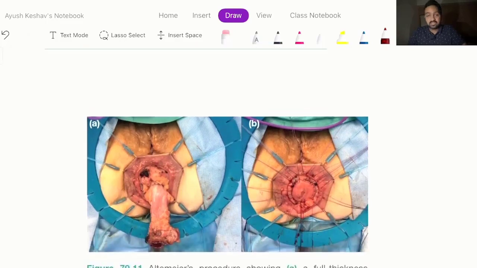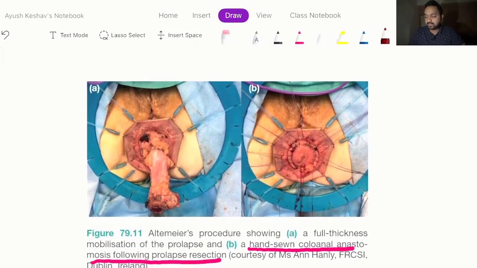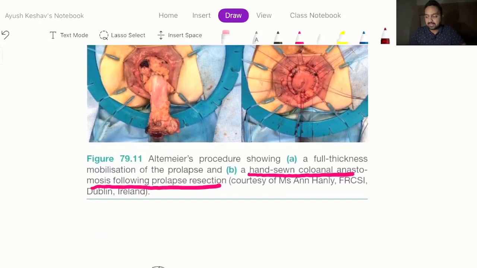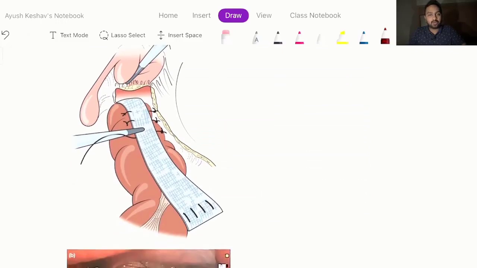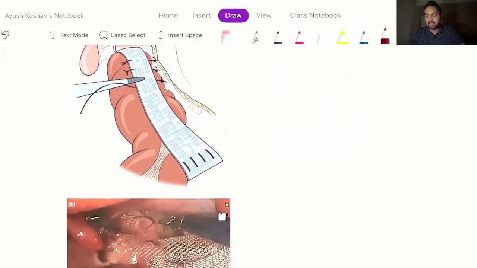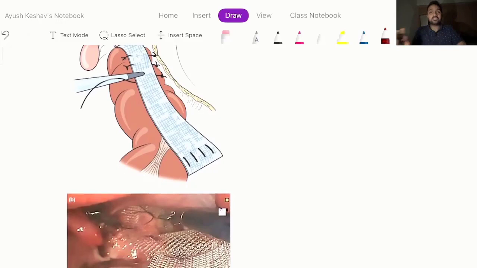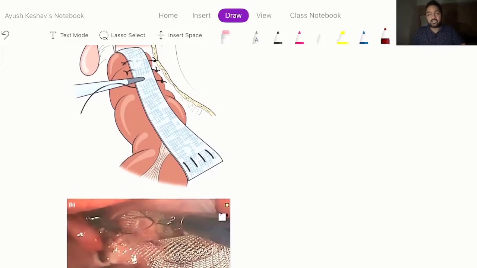And then we have this showing the Altemeier procedure, where you have a full thickness resection followed by a Hansen coloanal anastomosis. And then one image of an abdominal procedure, where you have the rectum being fixed and then a mesh being placed and a suture rectopexy being done. So this was a mesh rectopexy. This is an abdominal procedure for rectal prolapse.